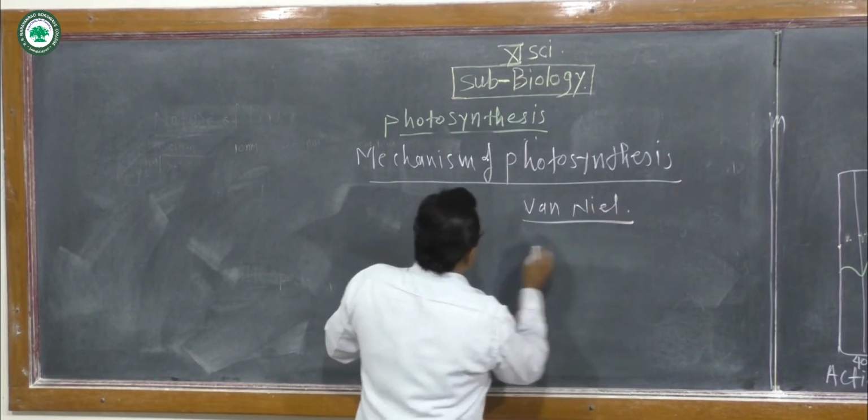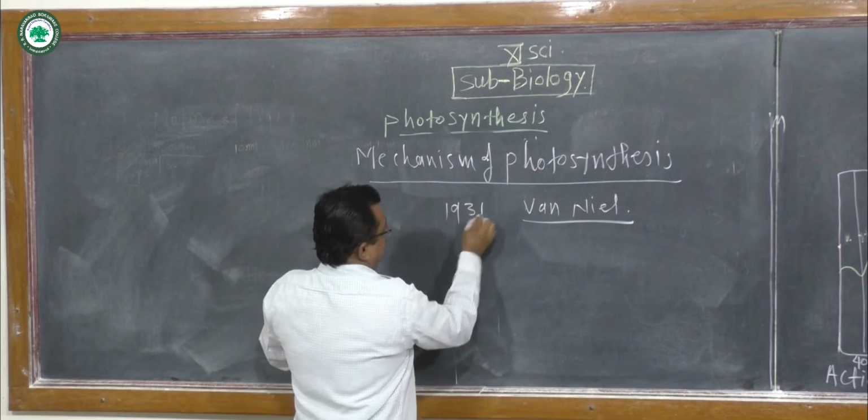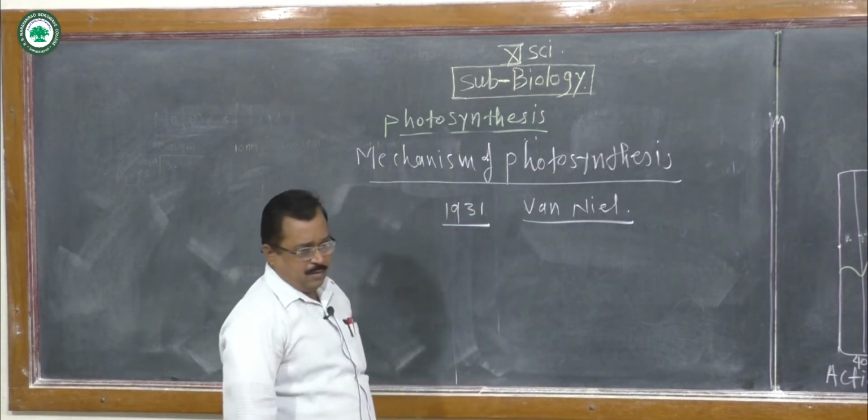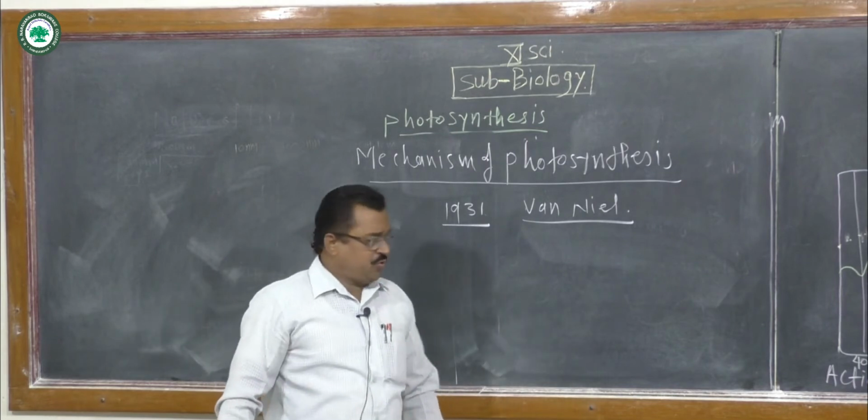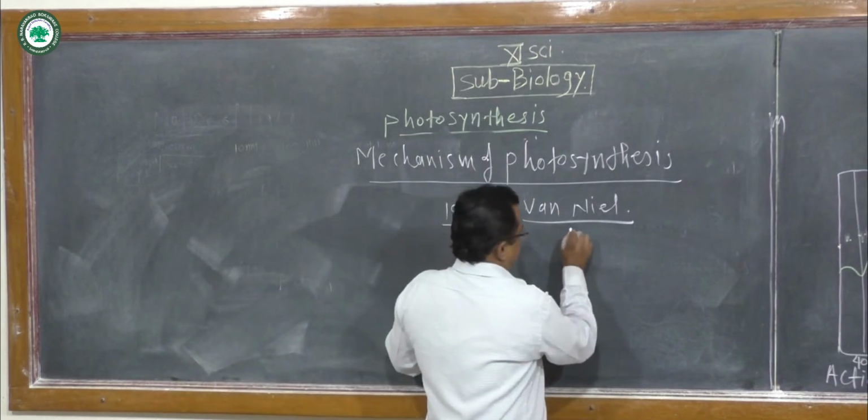Van Niel, 1931. Here it is proved that bacteria use H2S.